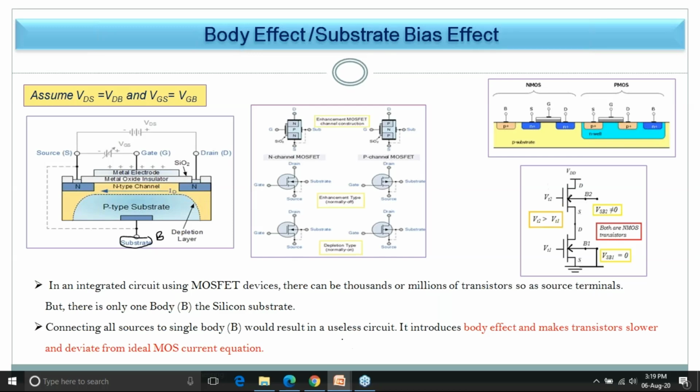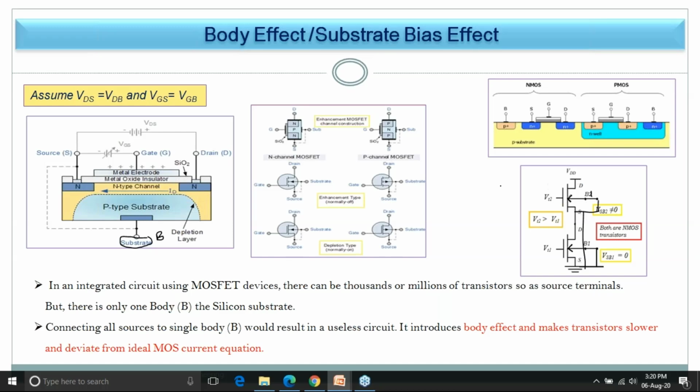Now, suppose the body is the same, and if you are connecting body to the source, it will create a useless circuit. So suppose this is also B1, and I am connecting this point to this source, and already here this is connected to this. So what will happen? This particular transistor is connected to source, which is connected to ground. So I can say VSB1 equal to 0. But although I have connected this body to this source, this is not grounded. Certain voltage is present over here, because from this to this there is certain voltage, and that's why I can say this is not equal to 0.